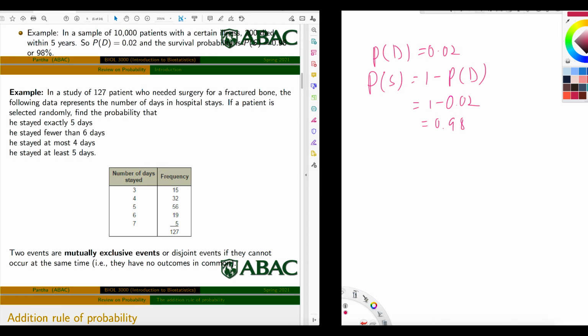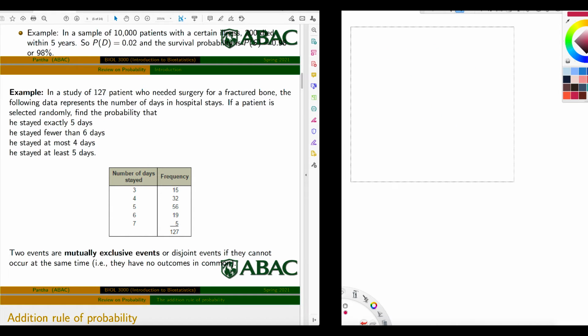Let us do this example that is in this slide. If a table of values and the frequencies are given, then to find the probability, we need to find the sum of the frequencies. Then for each event, we find the frequency divided by the total. Let us see this. In a study of 127 patients who needed surgery for a fractured bone, the following data represent the number of days in hospital stays.